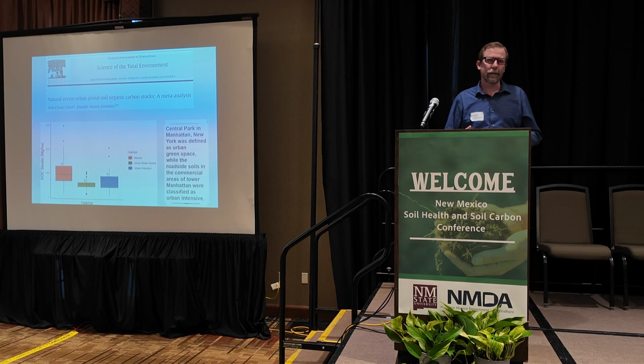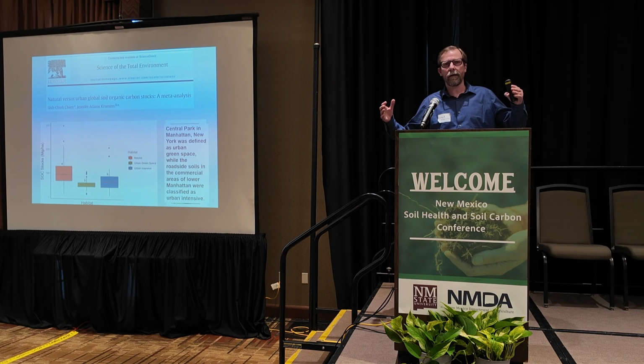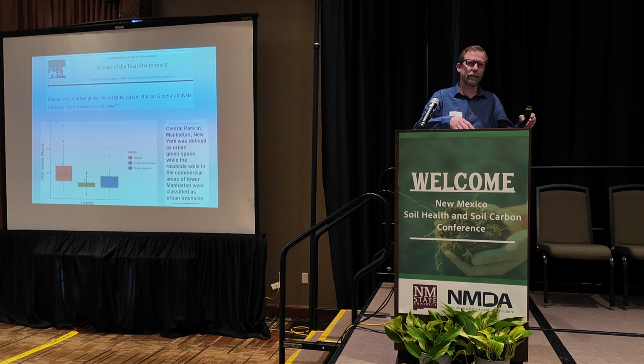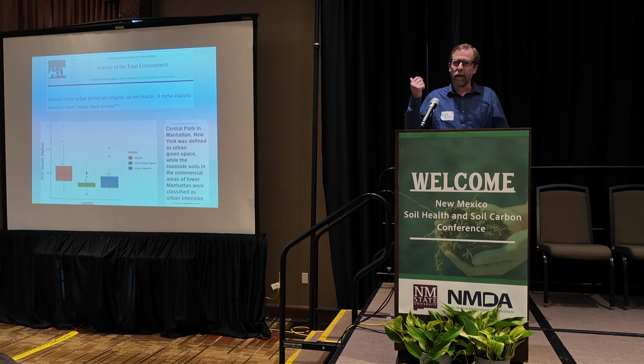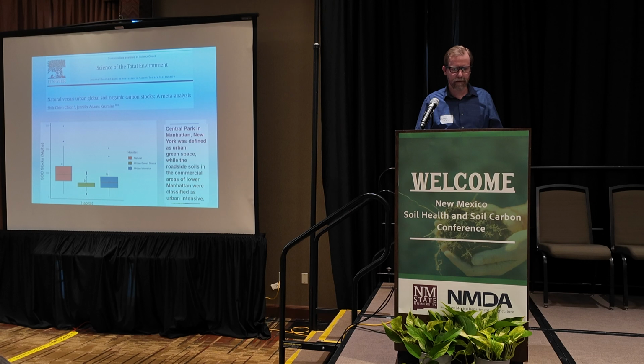With urban soils, it's a little bit tricky because in an urban area you can have native soils, but in urban areas you also have urban soils. The urban soils are characterized by a certain degree of anthropogenic influence: extremely high bulk density, a lot of artifacts, bricks, debris, high pH, low pH, contaminants, and so on. As an example, Central Park in Manhattan, New York was defined as urban green space, while roadside soils in the commercial areas of lower Manhattan were classified as urban intensive.